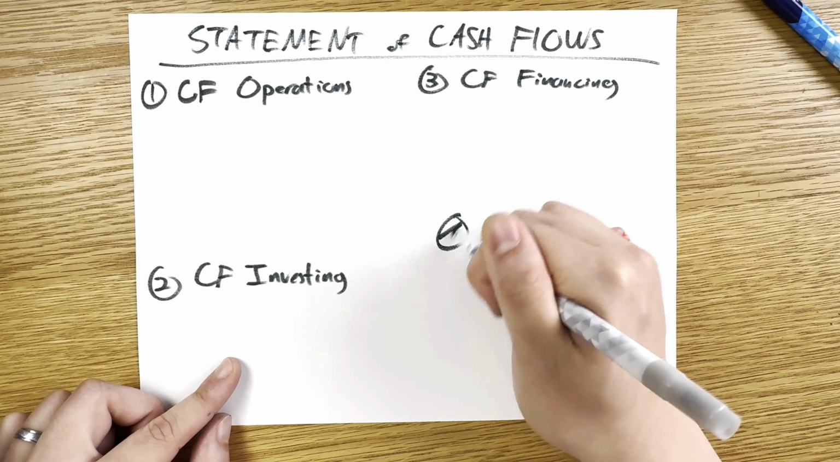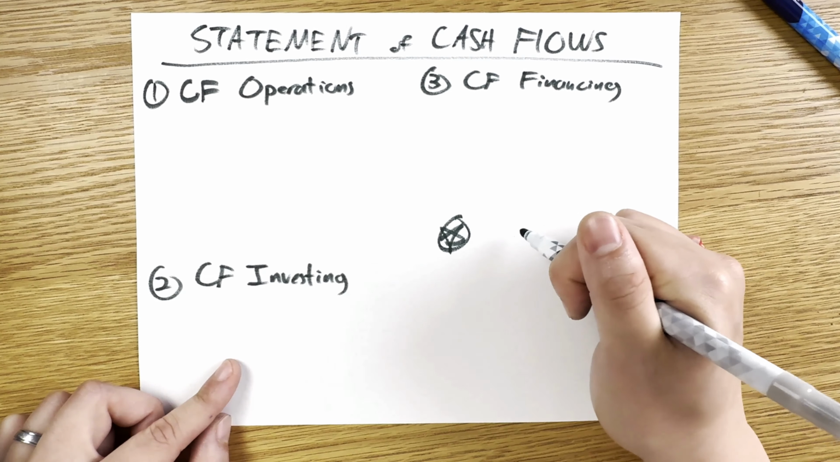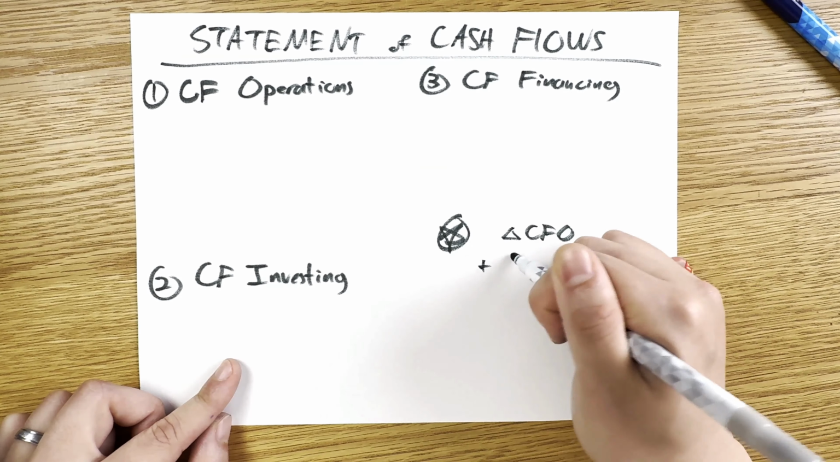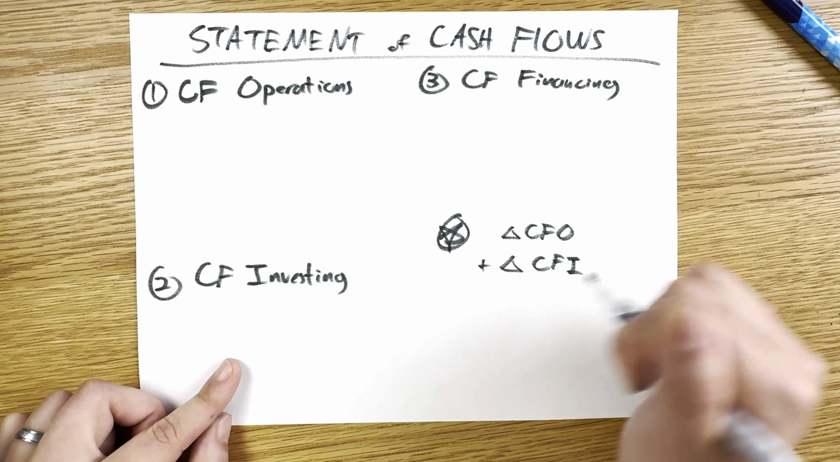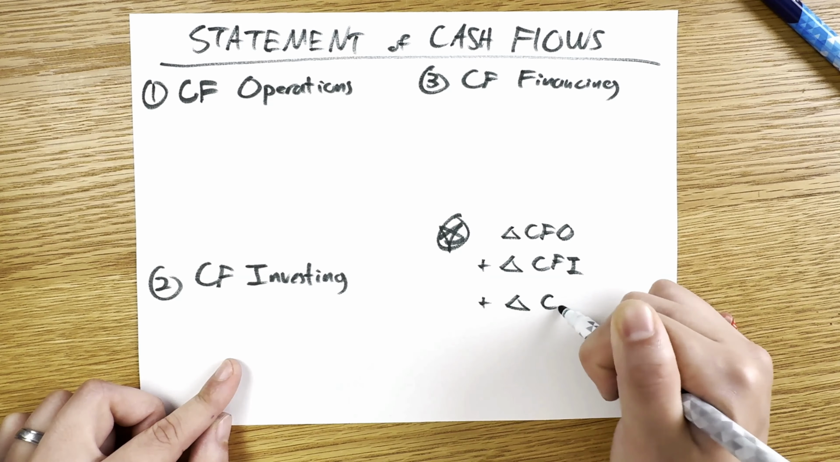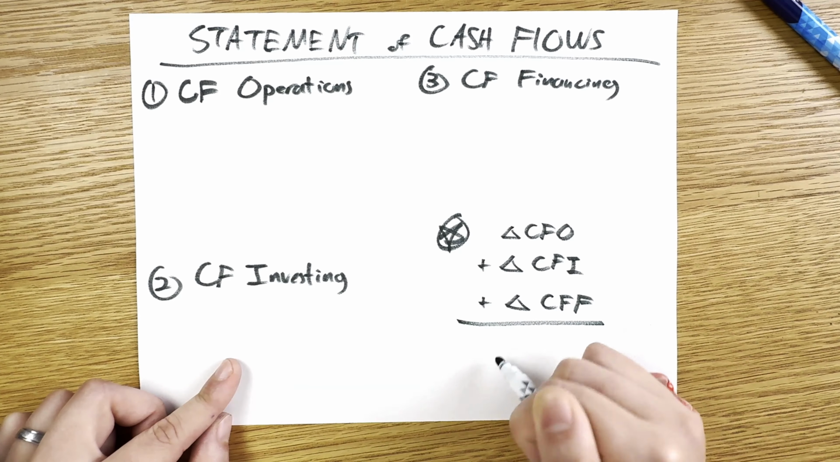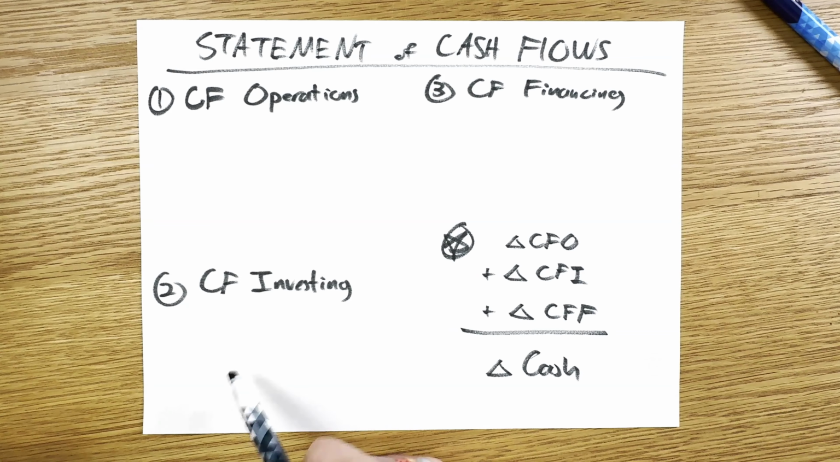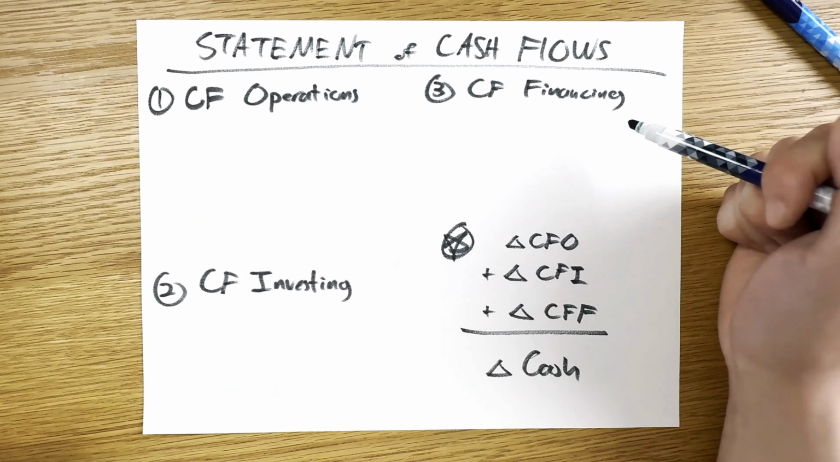And then lastly, you're going to take all of this together and basically sum up the changes in your cash flow from operations, the changes in your cash flows from investing, and the changes from your cash flows from financing. And that will get you to your change in cash. And that's what the statement of cash flows is here to tell us. What is the cash that's going into this business? What is the cash that is going out of this business? What is my change in cash? Because cash is king.